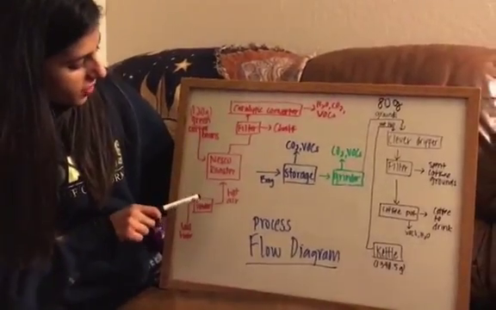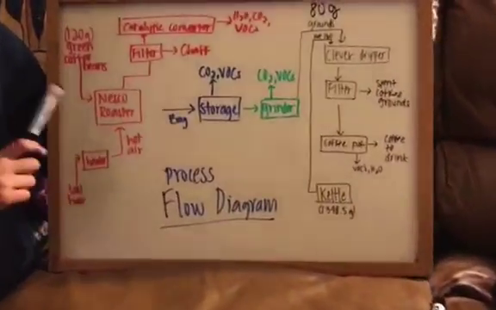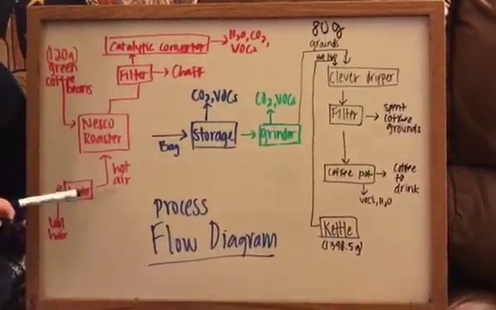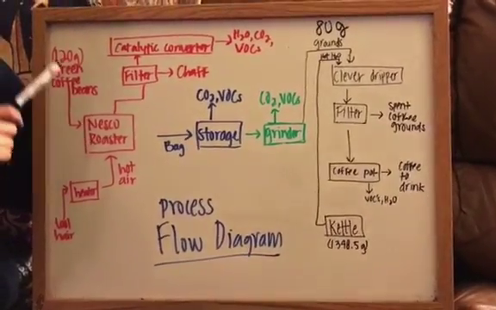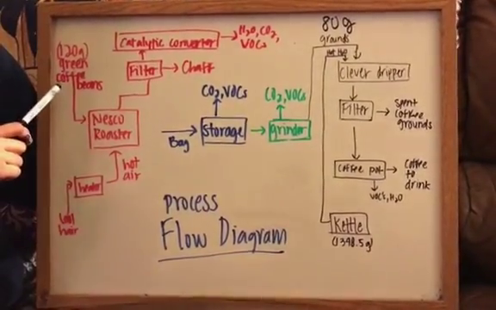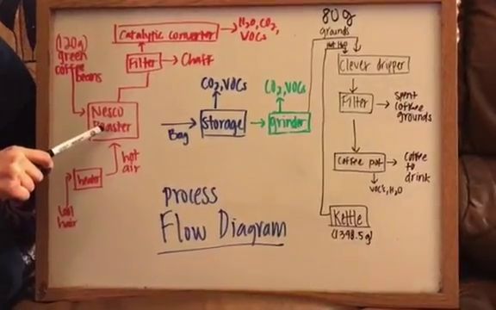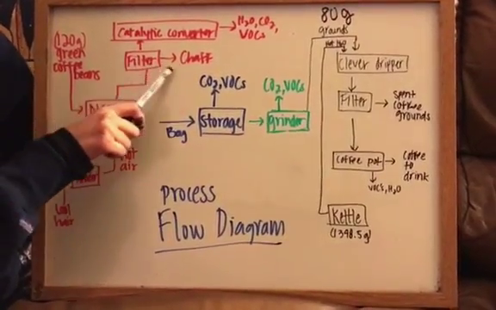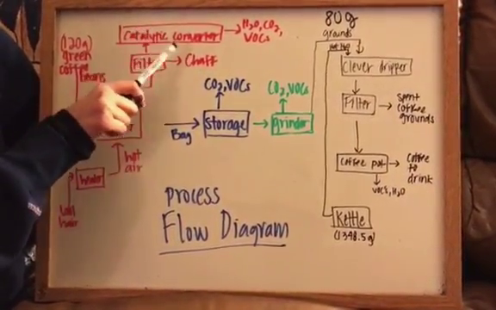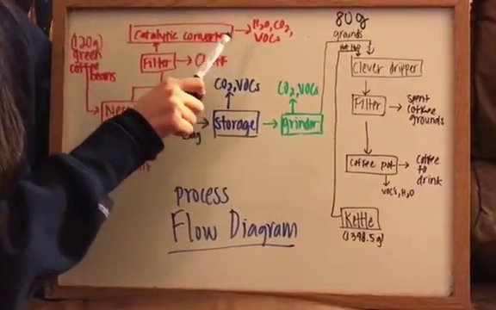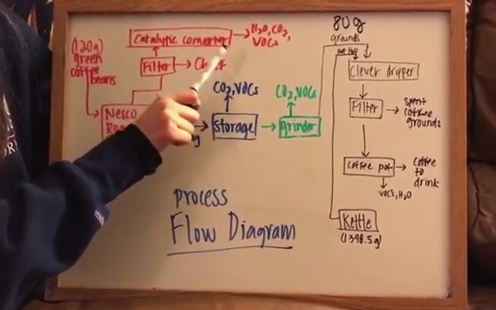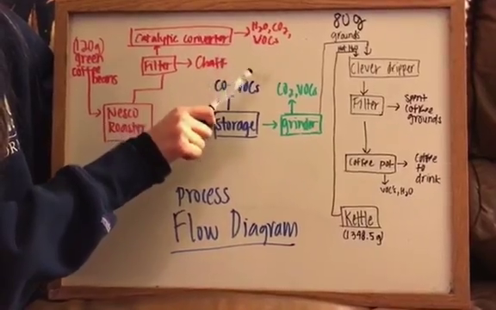Okay, so we're gonna start with the process flow diagram. We started with the Nesco roaster, which got its hot air from the heater, and we put 120 grams of green coffee beans into the roaster, and it filtered the chaff out, and then the catalytic converter released water, carbon dioxide, and other volatile organic compounds.